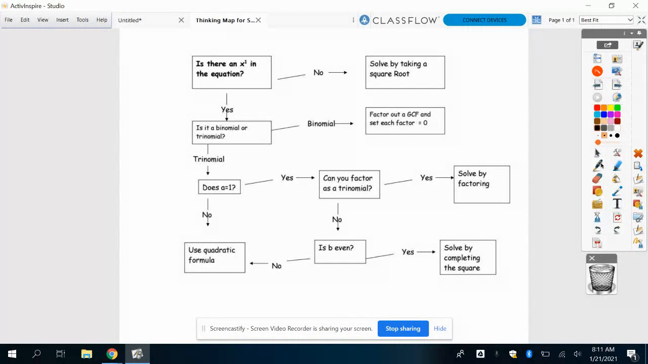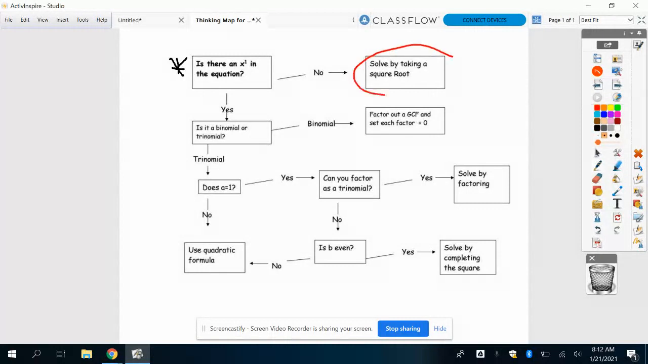As you can see, basically it goes about what you want to look for and how you could solve these different problems. So you always want to start here. You always want to start at: is there an x to the first power in your equation? And from there, this map is going to lead you to the different things to look for and how you can solve. So if you notice, our different ways to solve are all here.